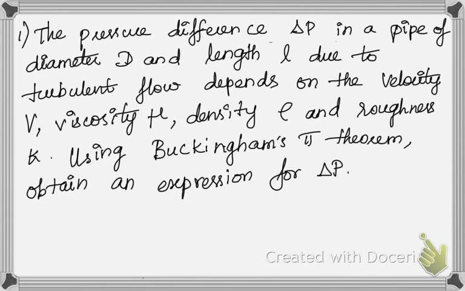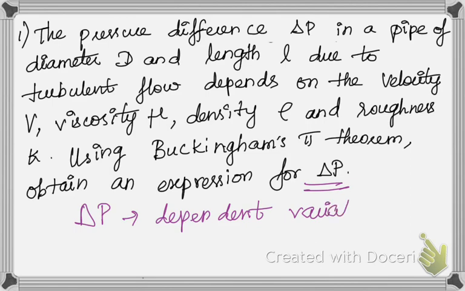So how we are going to solve this is that we are going to get an expression for del P. Then my del P is going to be the dependent variable. This is the dependent variable and it depends on length, diameter and everything. So del P will be a function of all the other terms. I can write it as del P is a function of diameter, length, velocity, viscosity, density, and then roughness.